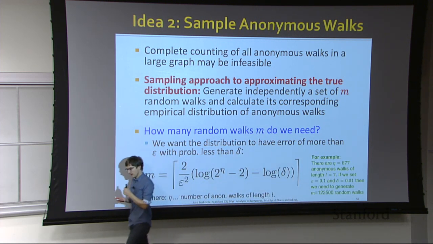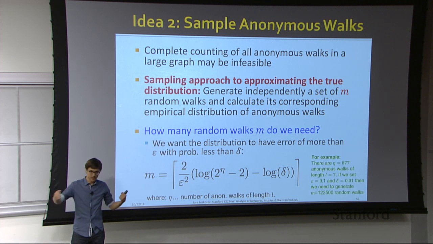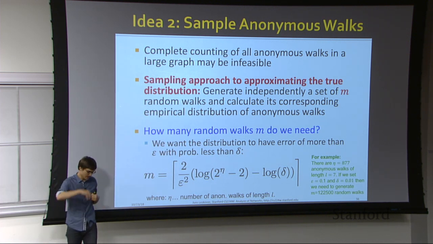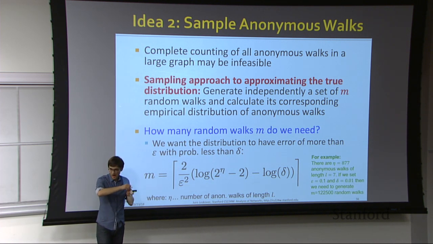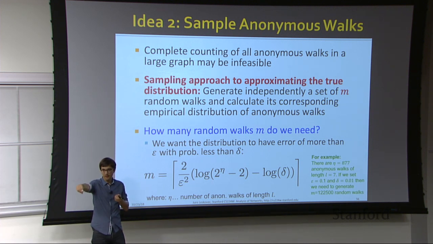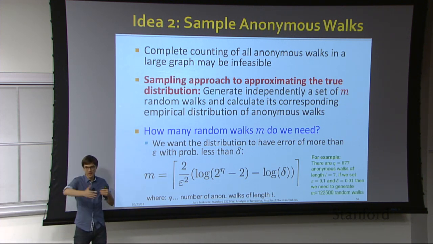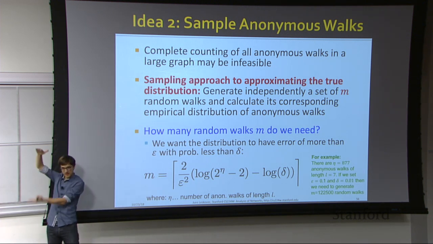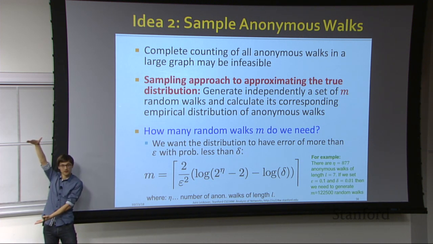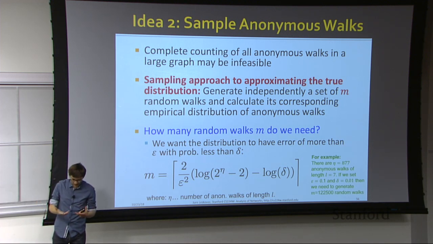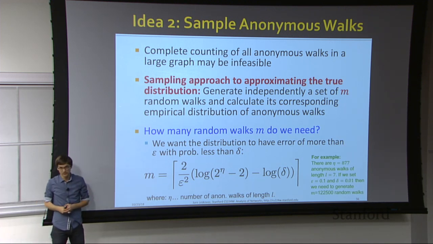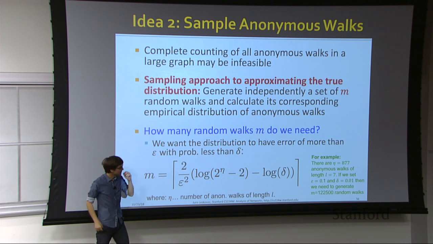So I say I want to generate 100,000 random walks. I pick a starting node at random, I generate a random walk of length L, I anonymize it, and I increase a counter in my vector. I keep doing that 100,000 times, and then I get a vector of counts, and then I normalize it to sum to 1, so I get a probability distribution. This vector I created, that's my representation for the graph.